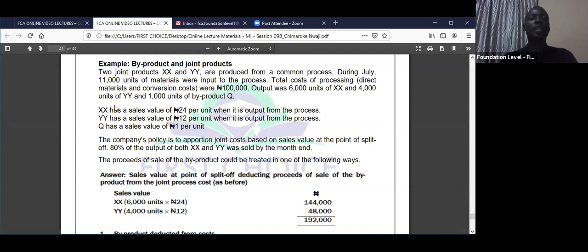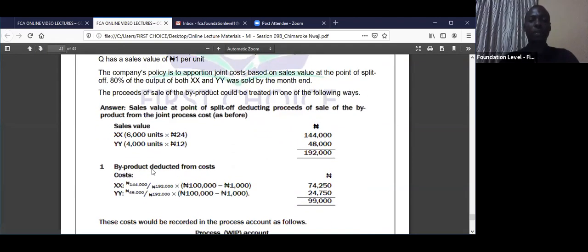And we are now told that X has a sales value of 24 per unit when it is output from the process. This one has 12 naira, and this one has 1 naira sales value. So you see, the company's policy is to apportion the joint cost on the basis of sales value at split off. So before we used net realizable, now we want to use sales value at split off. You can still use unit basis, but this one says sales value. The proceeds of this byproduct could be treated in one of the following ways. Now, look at the sales value at split off. For X, 6,000, Y is 4,000, and look at their sales value, 24 and 12. So these two are the figures that we need.